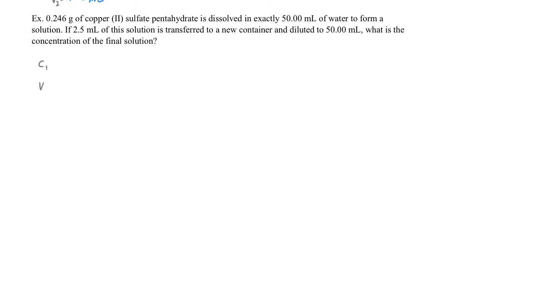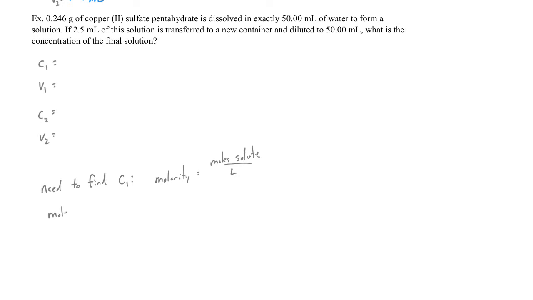Now this last example has a number of extra steps we have to perform before we can actually solve C1V1, C2V2. Mostly what's going on here is we're missing the initial concentration. That first concentration we need to actually find. We're given the mass of the solute and the identity of the solute, but we have no idea what the molarity is. So the first thing we need to do is recall what molarity is.